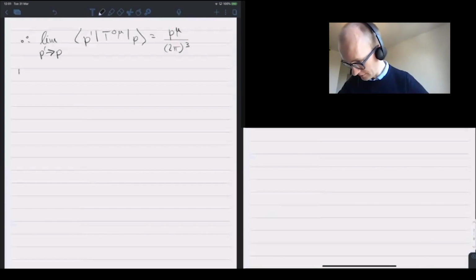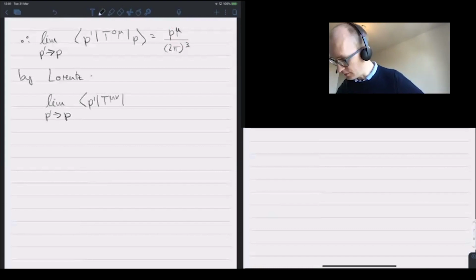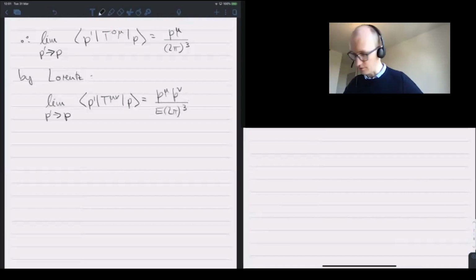So by Lorentz covariance, we find in this case there's going to be another index, as I always promise. We actually have p primed, T mu nu, p. Okay, this is the covariantized version now. I covariantize this index. That now has to be equal to p mu p nu, with the same factor here, E times (2 pi) cubed, for precisely the same reason as Pranjal was asking before. And this is non-zero.